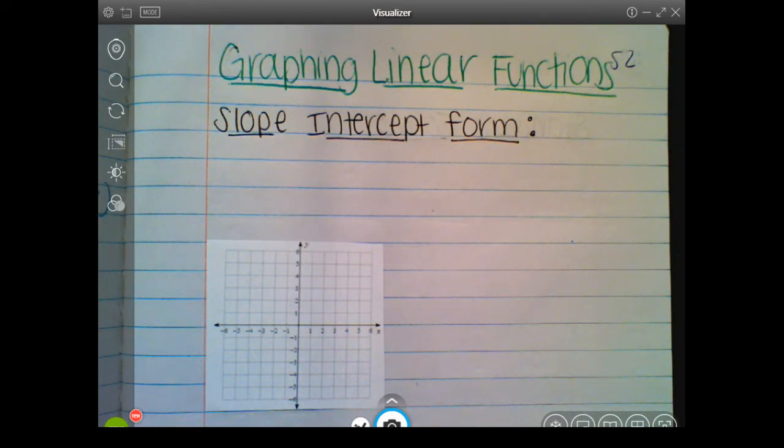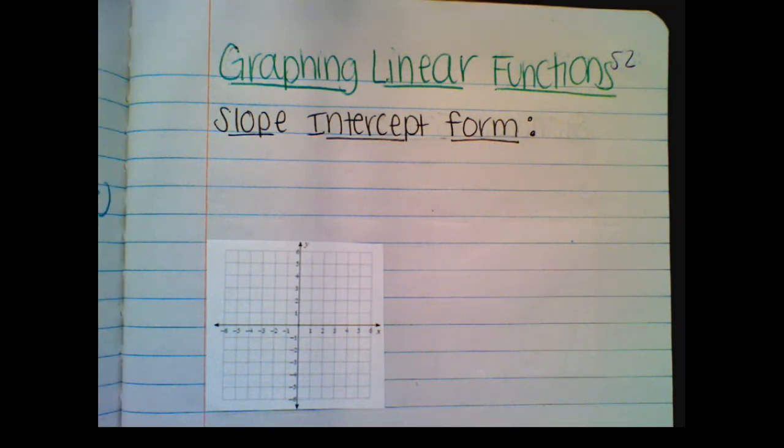Okay, today we're going to be reminding ourselves how to graph linear functions when they are in different forms. Now, we have covered 3 different forms of linear functions in the past. Today we're going to talk about 2 of them. The first one we're going to talk about is slope-intercept form. So what you should be thinking right now is, what is slope-intercept form?